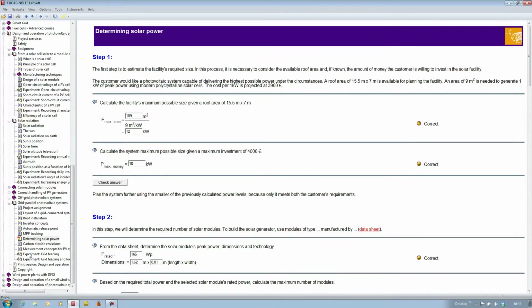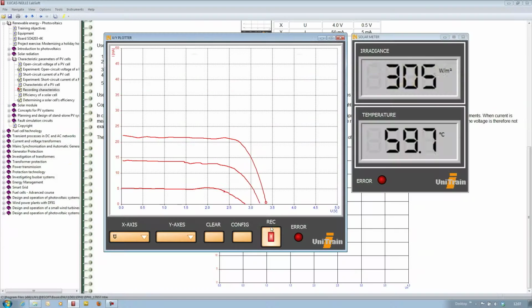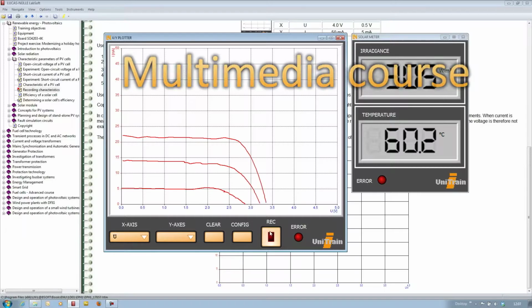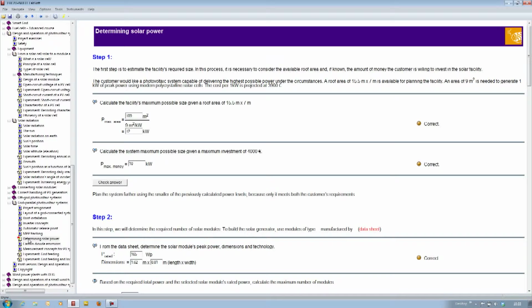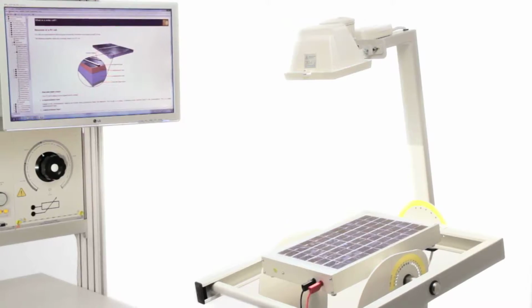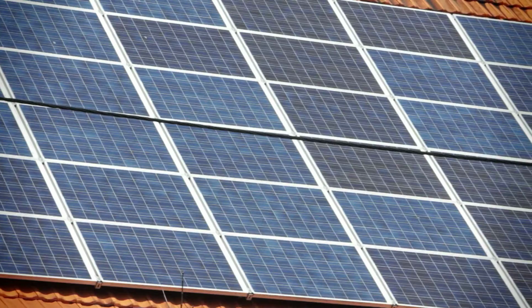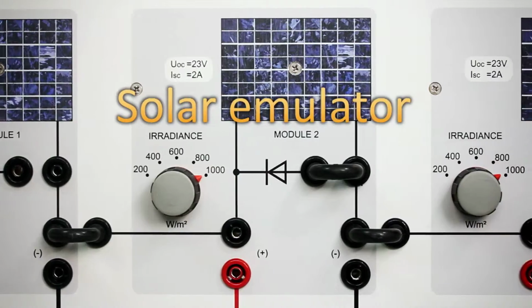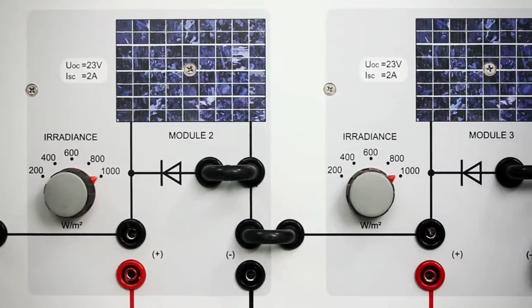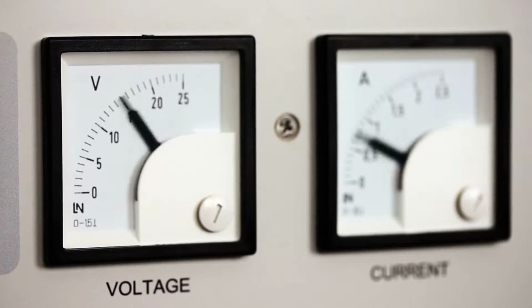The multimedia course guides students step by step through the experiments. Measurements can be made in real time and evaluated using a computer. Question pages allow students to test their learning progress. The experiments are not limited to simple solar modules alone, though. Larger systems frequently found on buildings can also be simulated. Projects allow for investigations of photovoltaic systems, both in standalone systems and operating in parallel with the mains. Light intensity can be adjusted separately for each module.